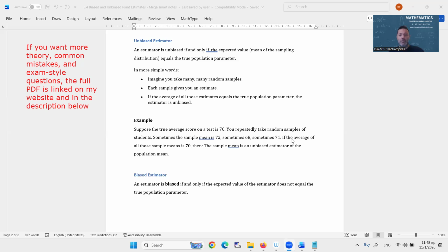An estimator is biased if the expected value of the estimator does not equal the true population parameter. This means that the sampling distribution of the estimator is centered away from the true population value. A biased estimator tends to systematically overestimate or sometimes underestimate the population parameter.